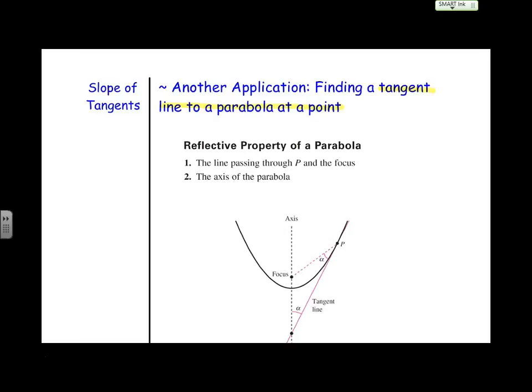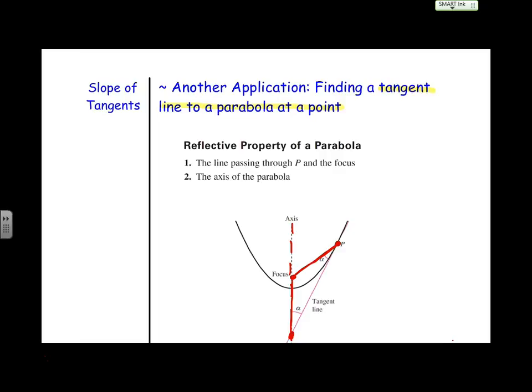How can you find a tangent line to a parabola? Another application of the focus. Because if you have a point on a parabola, and the axis of symmetry, which every parabola has, you have a point on the parabola where you want to find the tangent line. The distance from the focus to that point will be the same distance as from the focus to the intercept on the axis of symmetry.